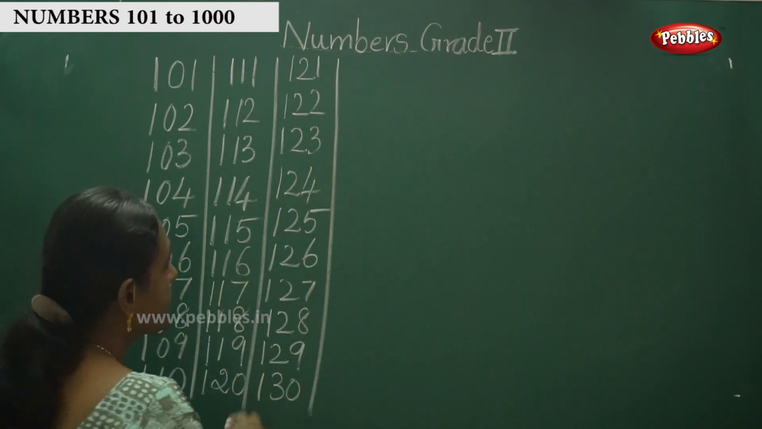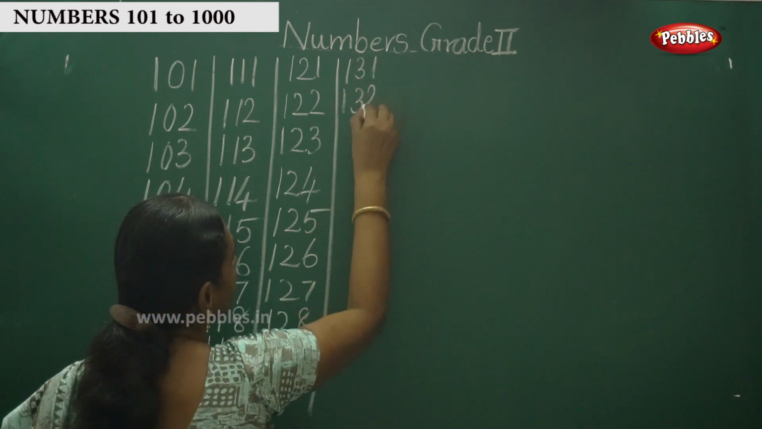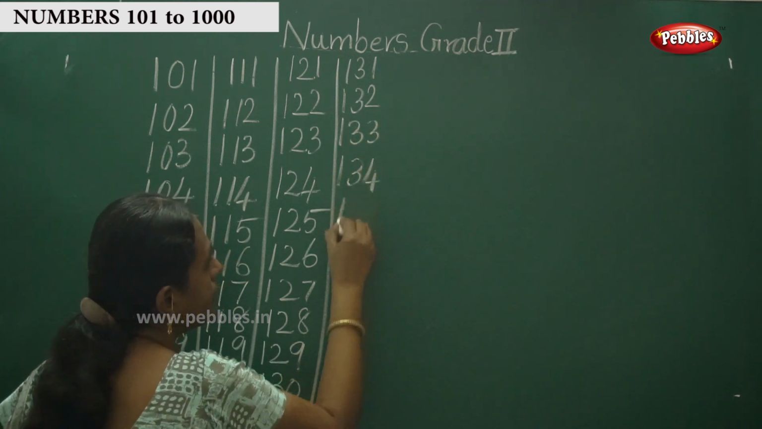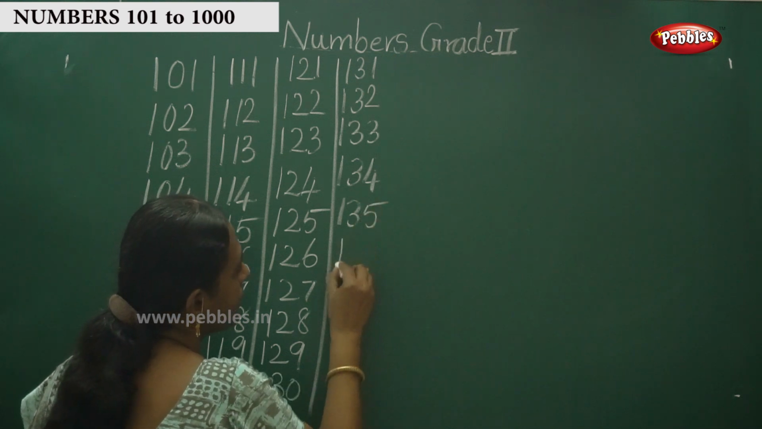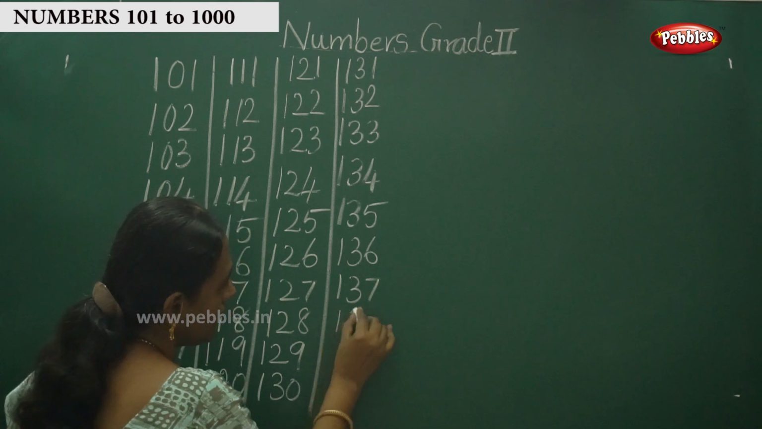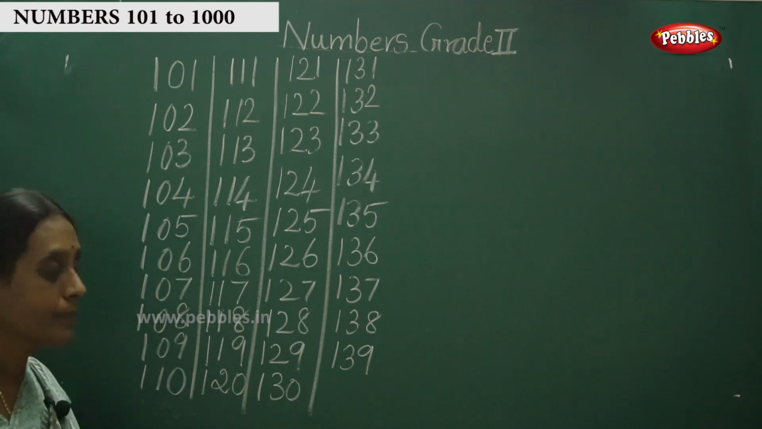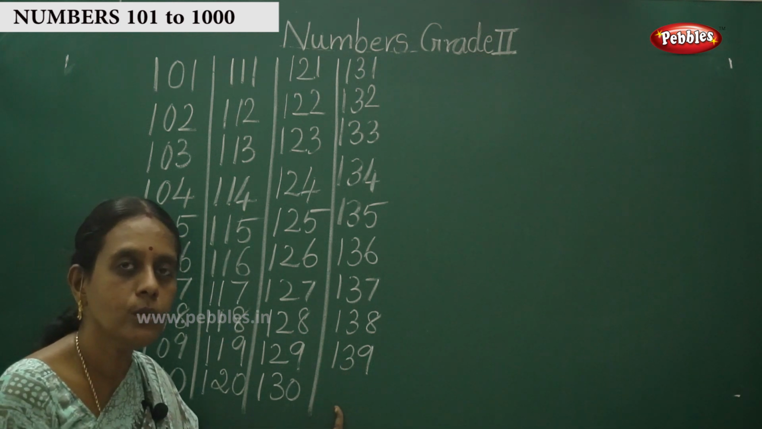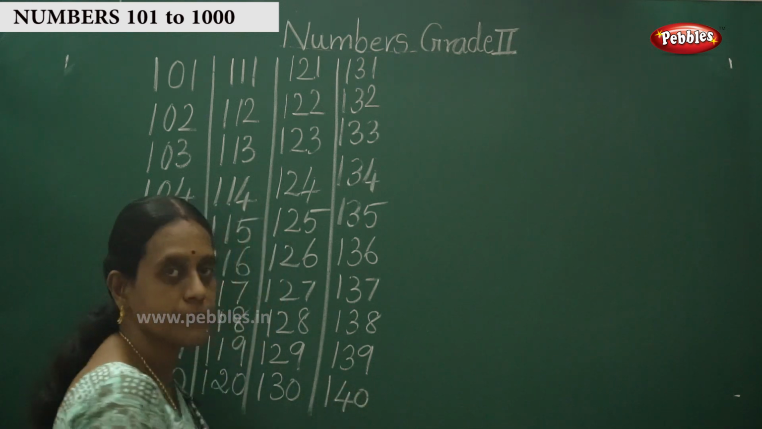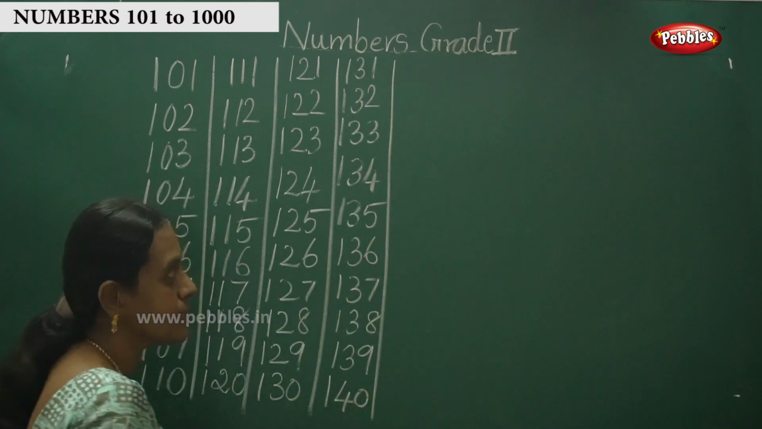Okay children, next 1 எழுதி 31, 131, 132, 133, 134, 135, 137, 138, 139. 1 to 3 39 க்கு அப்புறம் என்ன வரும்? 40, 40. So okay, 140. உங்கள் மேத்ஸ் கிரிட் நோட்டில் எழுதுங்க.